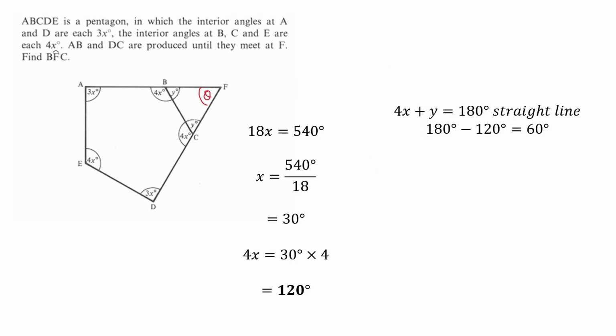When you consider triangle BCF, there are two equal angles, y and y. When we subtract from 180, it's because the interior angles of a triangle add up to 180, right? So you can subtract that. And we will get the answer for F, the theta marked one, which is 60 degrees.